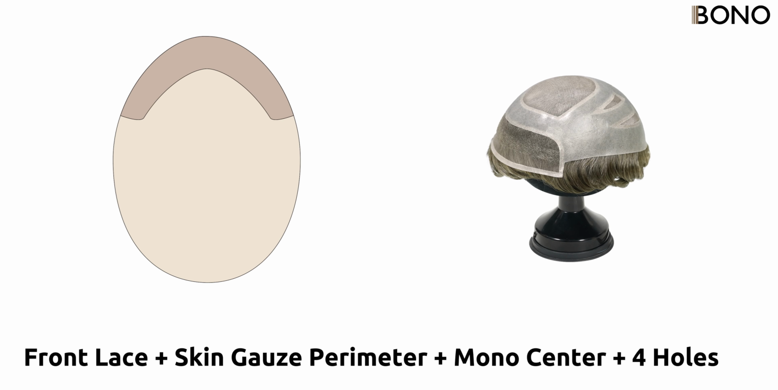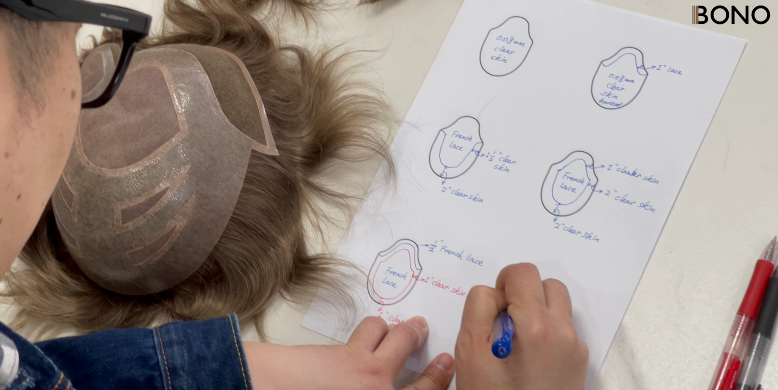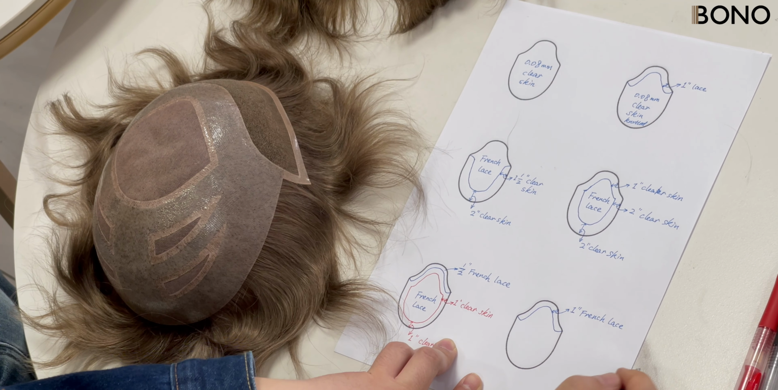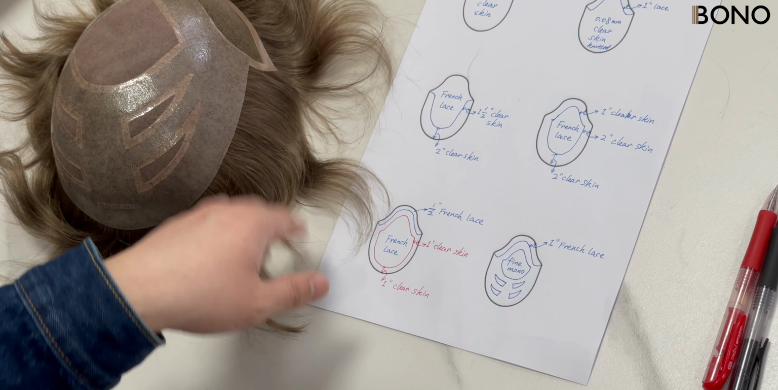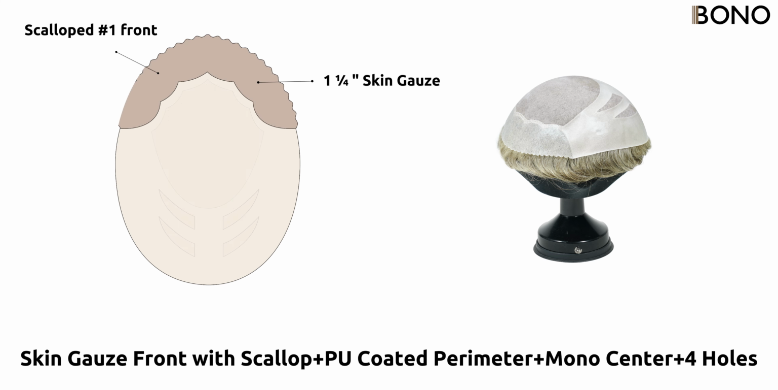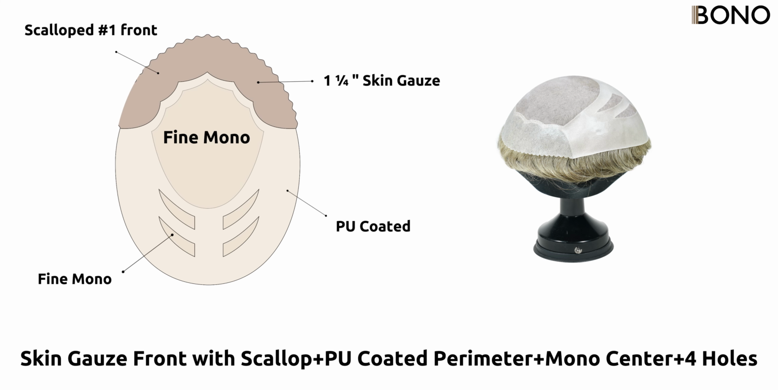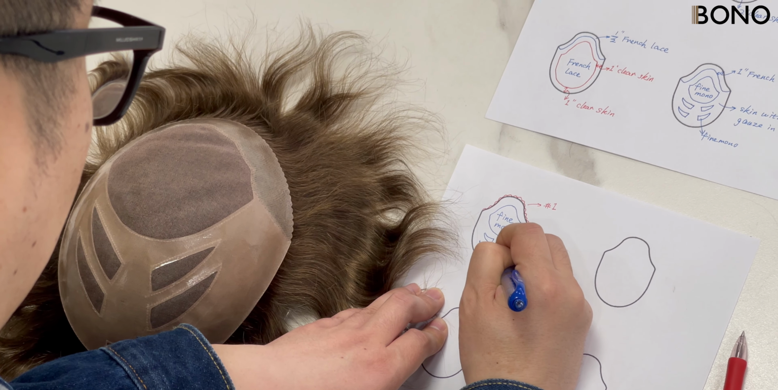Front lace plus gauze, skin perimeter plus monocenter plus 4 holes. Scallop front plus gauze, skin perimeter plus monocenter plus 4 holes. Watch closely as we draw each base for easy understanding.